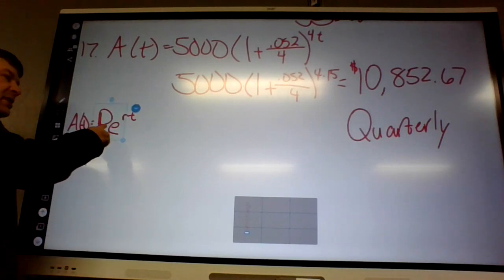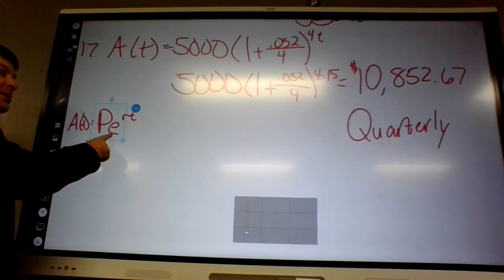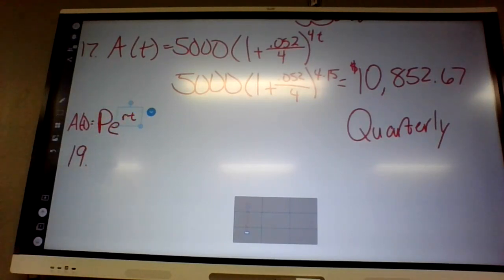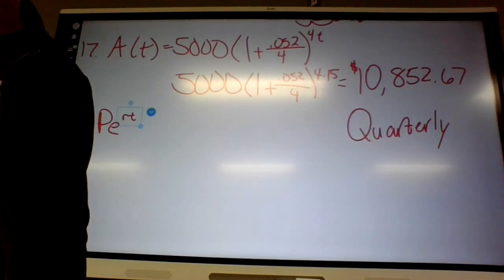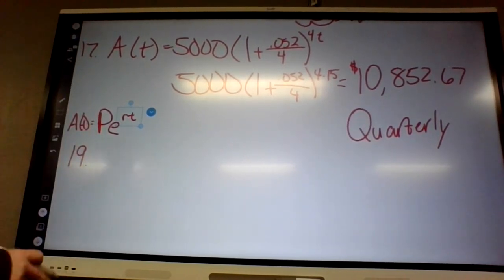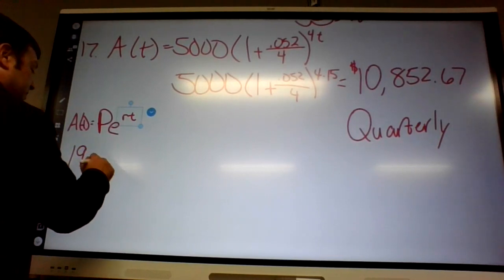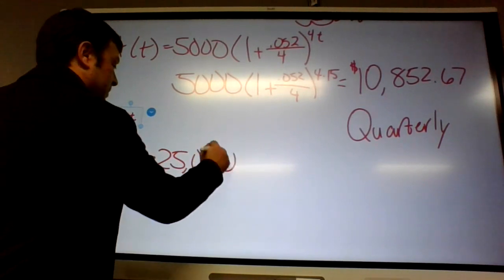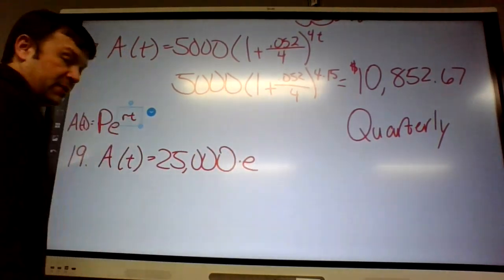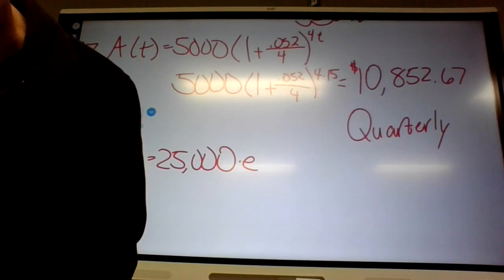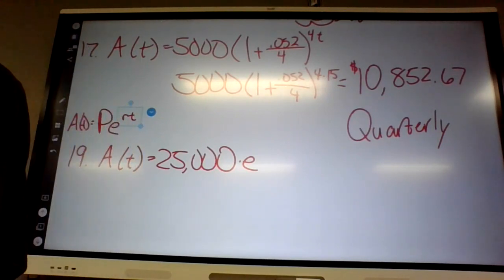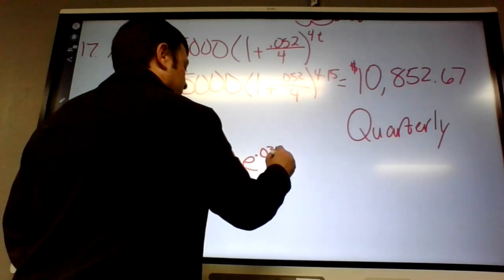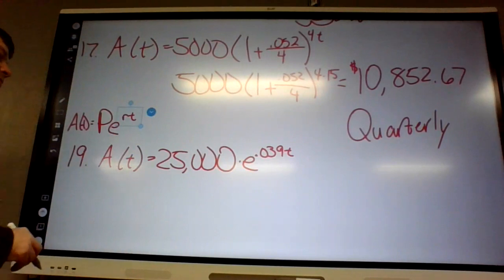P is still the starting amount. You guys remember E on your calculator, right? E to the X. R and T are still the rate and time, so you just plug stuff in here. So 19, 25,000 compounded continuously, so it's 25,000 times E to the, okay, what's 3.9% turn into? 0.039. And I'm gonna put a little T right there.